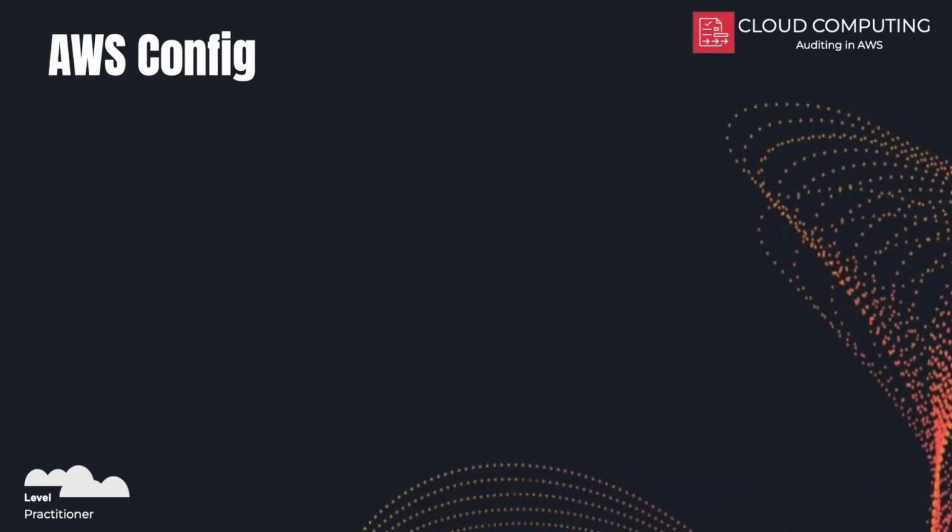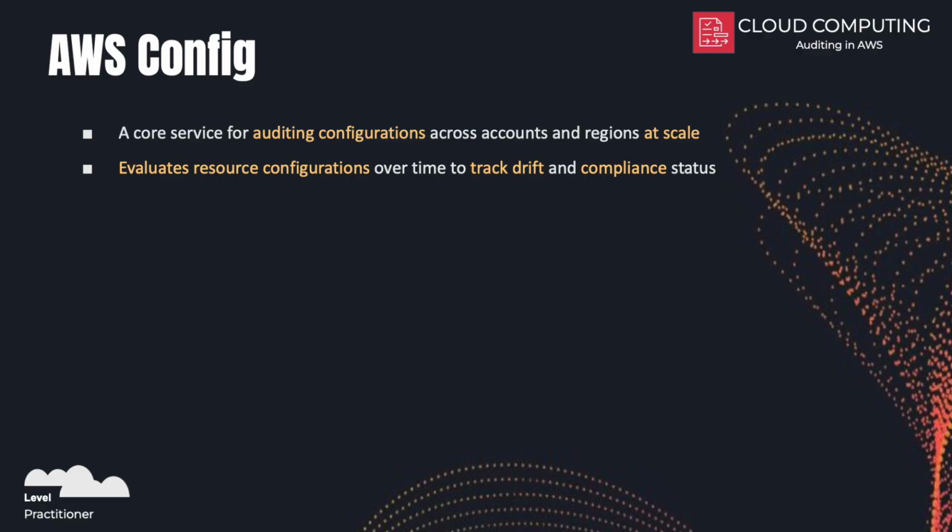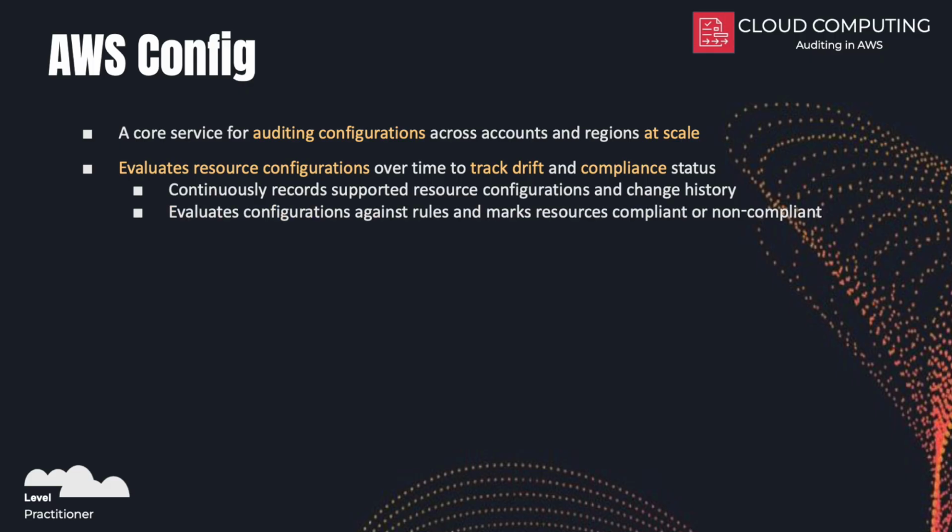You can think of AWS Config as the configuration recorder and checker of your AWS environment. AWS Config continuously records the configuration of supported resources in your account and keeps a history of how these configurations change. On top of that, it can evaluate those configurations against a set of rules and mark each resource as compliant or non-compliant against those rules.